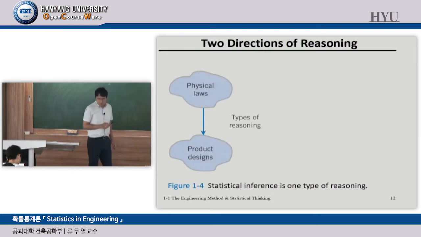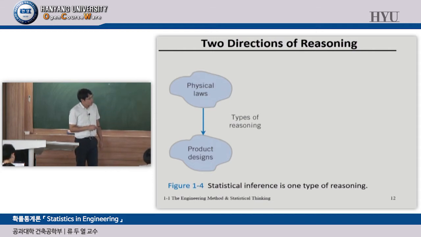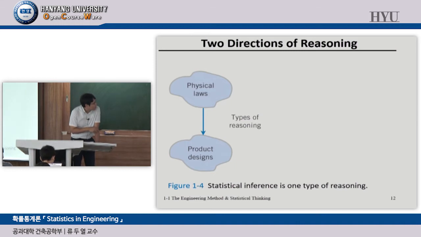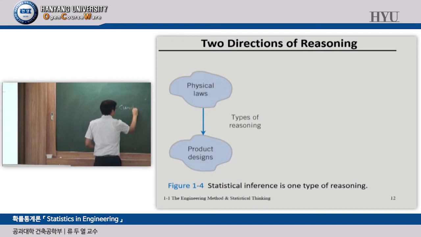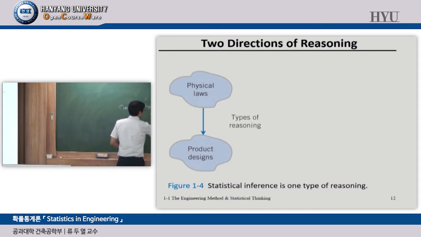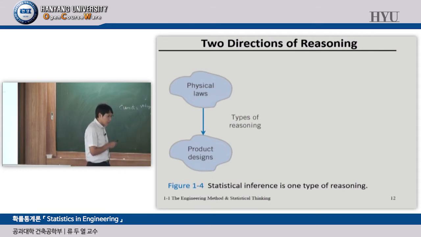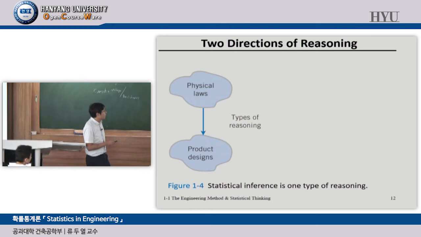And now we are going to think about the ways to reason. Reasoning means 추론 in Korean. And there are two ways of doing the reasoning. The first one is that we can design the product based on the physical law. For example, we all know Ohm's law: the current equals the ratio of voltage and resistance. And based on this physical law, we can simply design the electric wire, 전선, for example. So we can design the product based on a well-known physical law.